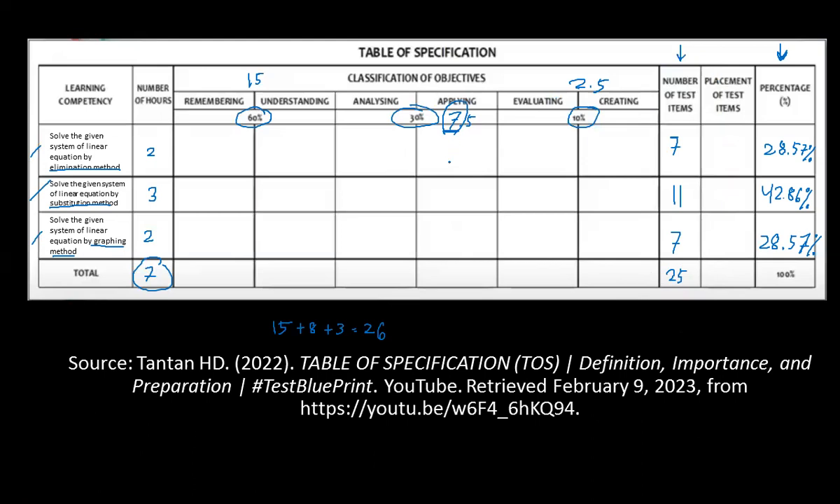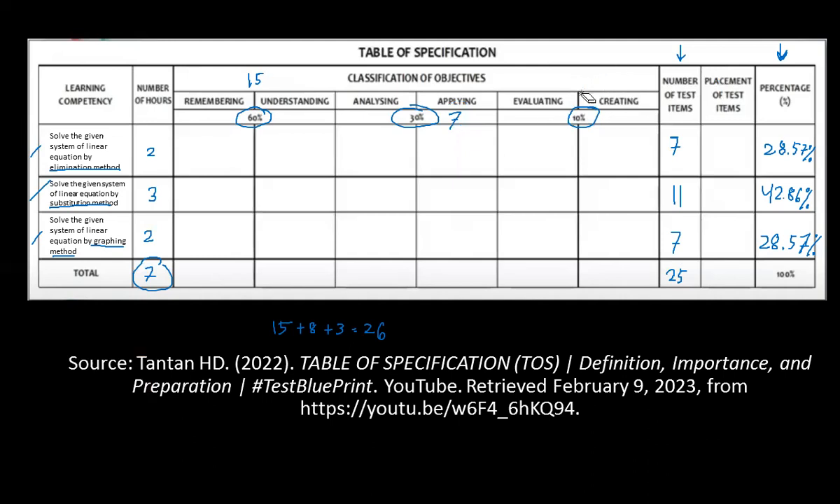Okay, kunwari, we have 7.5. We can just get 7 na lang. It's okay because, again, we are just getting the number of items. So, that means, kapag meron kang 7 point tapos may decimal value, pwede mo nang kunin si 7 or pwede mo siyang i-round off. It's up to you. Basta magkatugma siya sa total number of test items natin. So dito, si 7.5, why not gawin ko na lang siyang 7? Tapos dito, sa evaluating and creating, i-round off ko na lang siya.